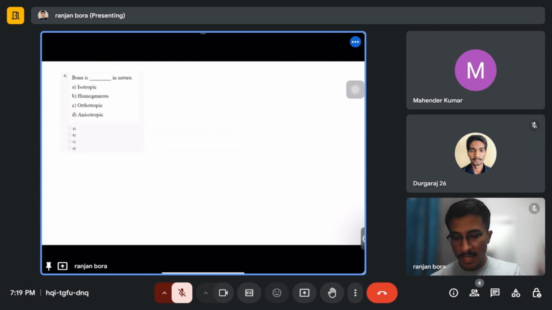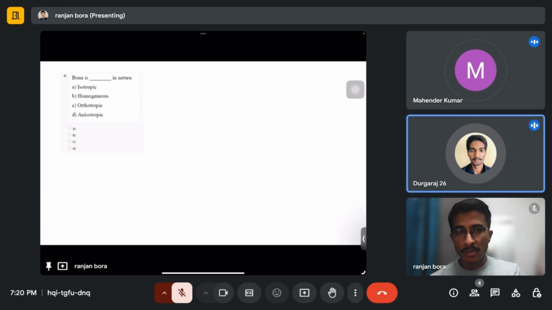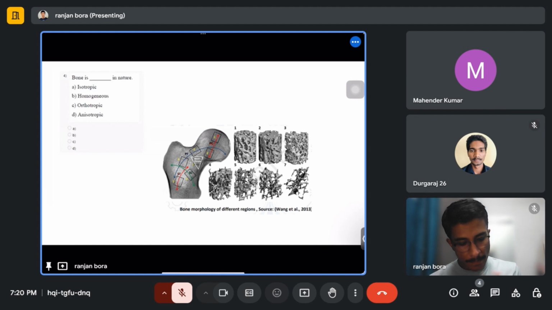Bone is dash in nature. In this figure you can see the bone morphology of different regions. It is not the same in all the regions. You can see these regions 1, 2, 3, 4, 5, 6. All these structures are different. That's why it is an anisotropic material.